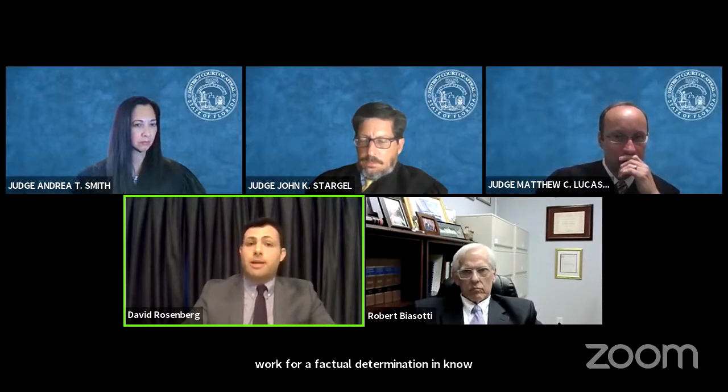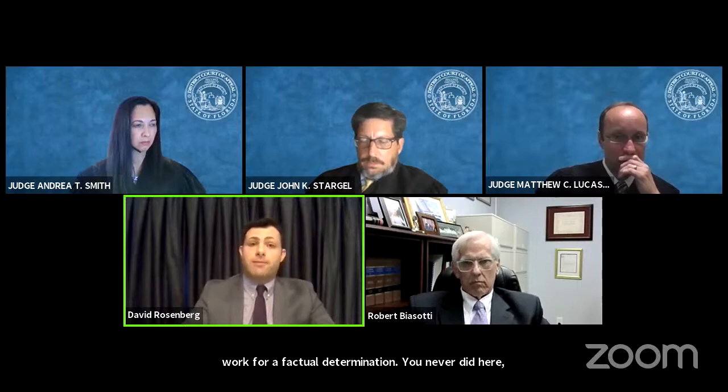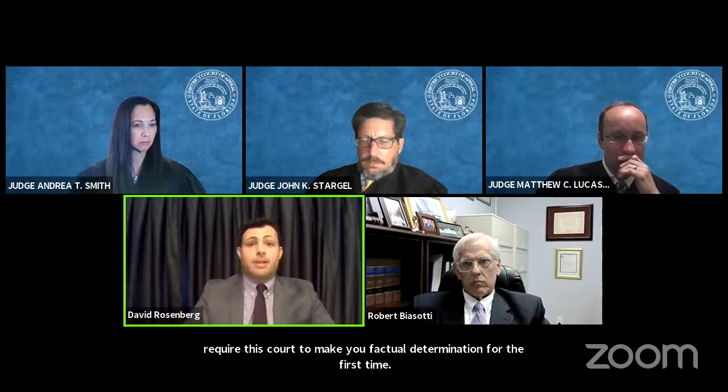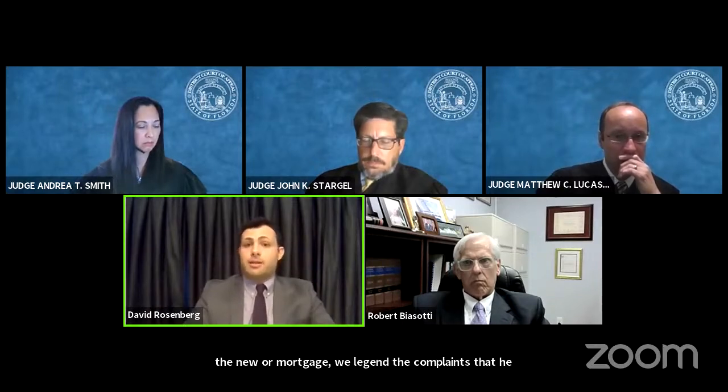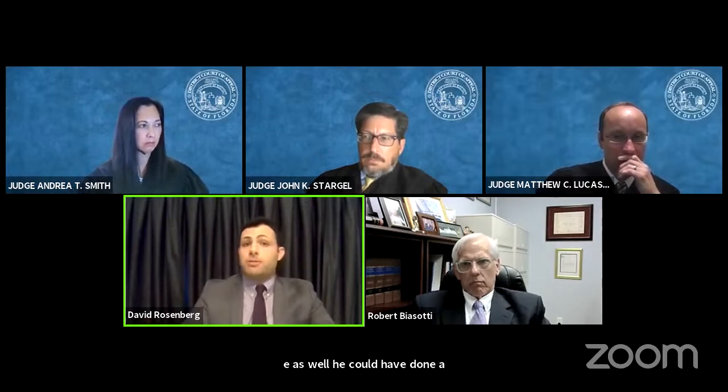Judge Lucas, like you said, some of his arguments would require this court to make a factual determination for the first time on appeal. For instance, the claim that Signorini is a party that actually signed the note or mortgage. We alleged in the complaint that he did. He categorically denied it.